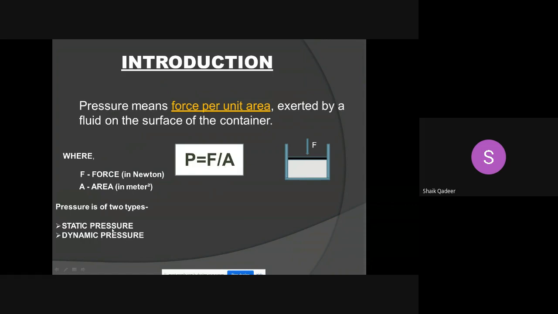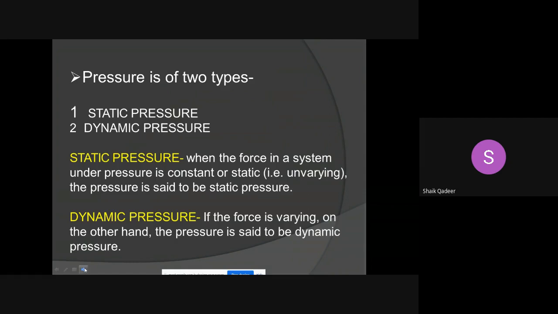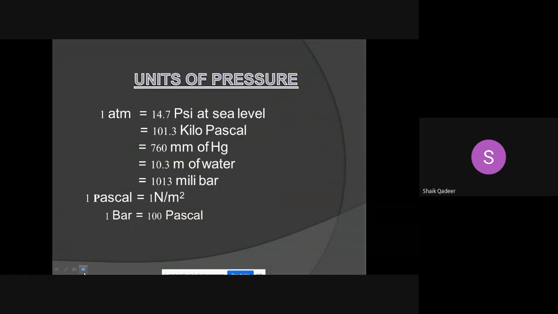As I told you, pressures are basically classified into two types: static pressure and dynamic pressure. Static pressure means if force is static, pressure is static. Dynamic pressure means if force is dynamic, pressure is dynamic. So this I already covered. Okay, let us see something on the units of pressure. These are a few units of pressure.